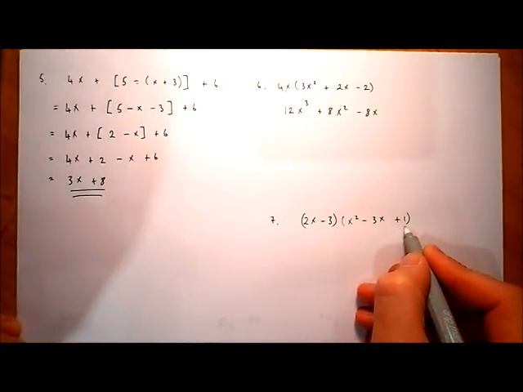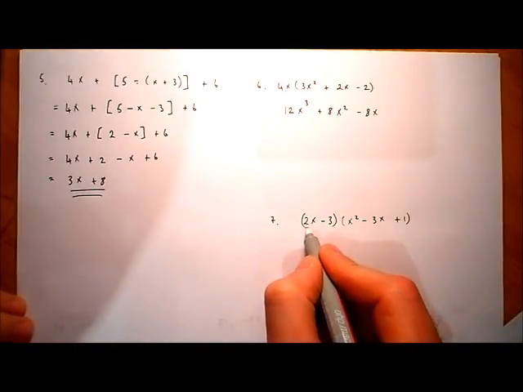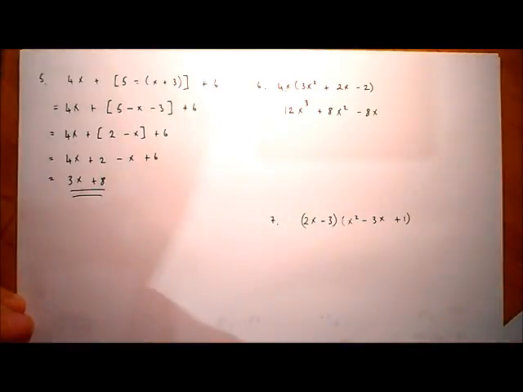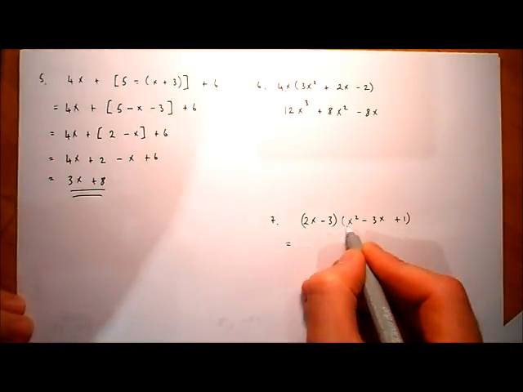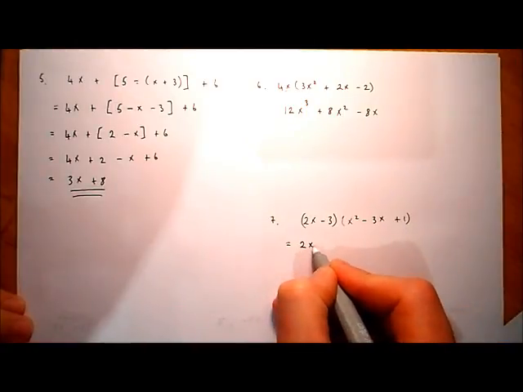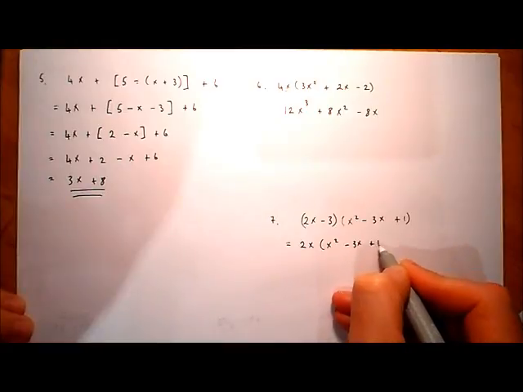And then the last one in question 1, we've got 2x minus 3 in brackets multiplied by x squared minus 3x plus 1. So we have to remove the brackets and simplify. We're going to multiply everything in these brackets by everything here. So I'm going to write that out as, I'm going to multiply 2x by everything here. So it's going to be 2x times x squared minus 3x plus 1.